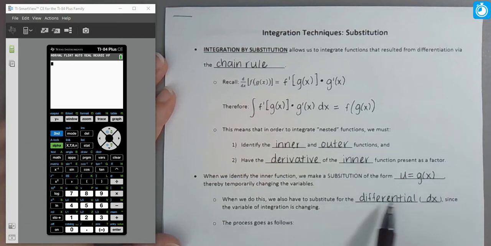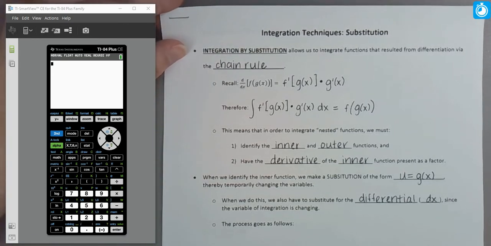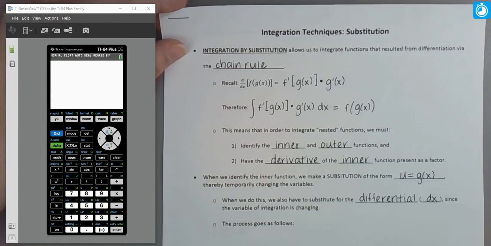So we also have to change the differential in order to indicate that the variable of integration is changing, that we've changed the variable overall. Everything has to be in terms of that new variable. So this is going to be, in some ways, the most important part of the substitution technique. We have to make sure we appropriately substitute for this differential, which is ultimately going to make the mathematics work out the way it needs to.